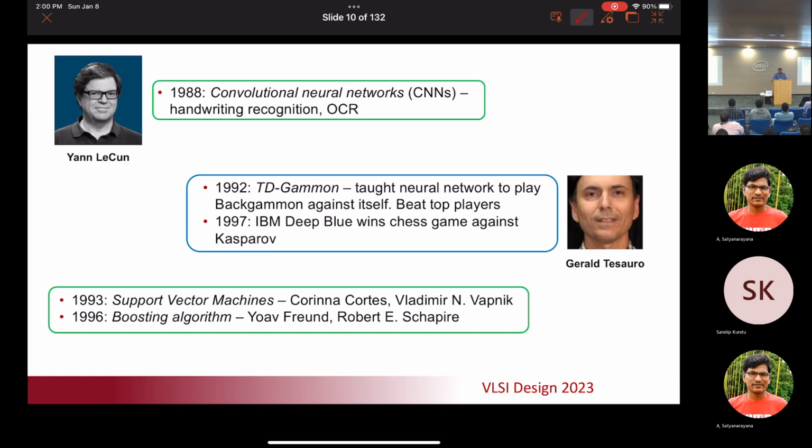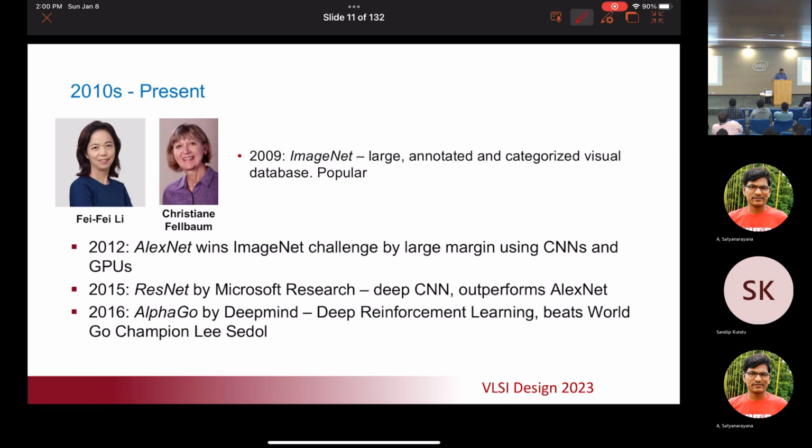And then in the game playing world, 1997 was a big event. IBM Deep Blue won at chess against Kasparov, which was a big event. And then around this time, the boosting algorithm came, and another big event happened in 2009 when Fei-Fei Li, who is now a faculty member at Stanford, was doing her PhD. And they realized that there was not enough data in the world to train machine learning algorithms, which is one reason why it was not going anywhere.